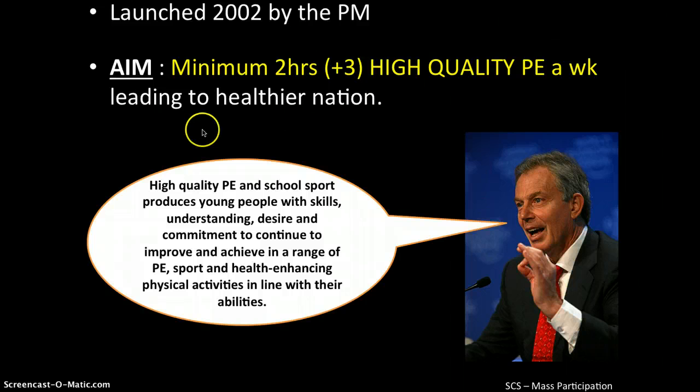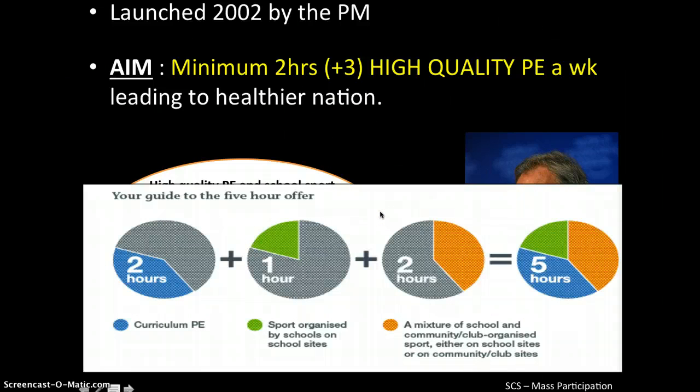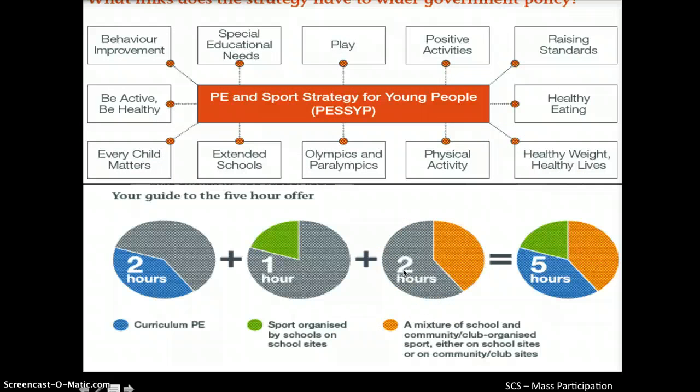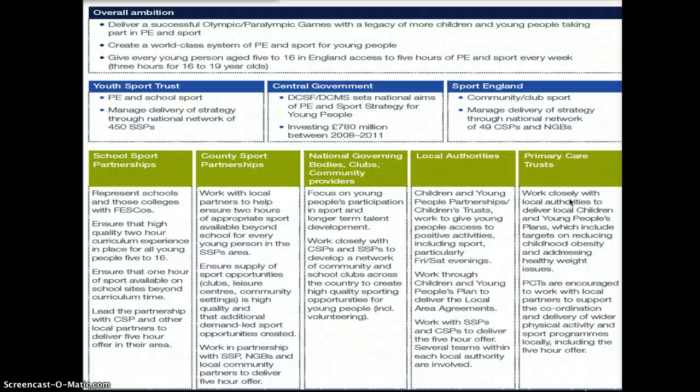So PESSYP and PESSCL actually came from the government in 2002, where they tried to ensure that 2 hours of PE was done, and it's all about high quality PE and school sport. However, and this is a breakdown, so 2 hours curriculum, 1 hour extracurricular, and then an additional 2 hours which might link in with club links, and these are some of the benefits. I'm not going to stop and talk about that because I'm running out of time. Doesn't exist anymore. Have a pause of the video and have a closer look at the different contributions from the different strands or organisations.